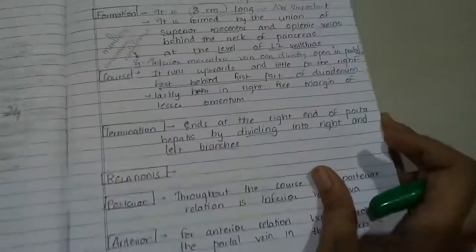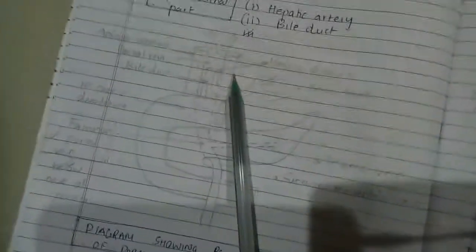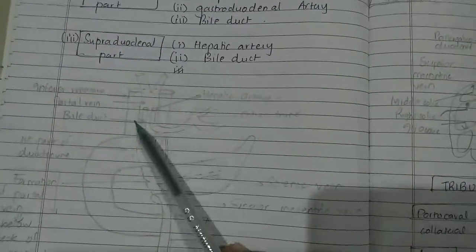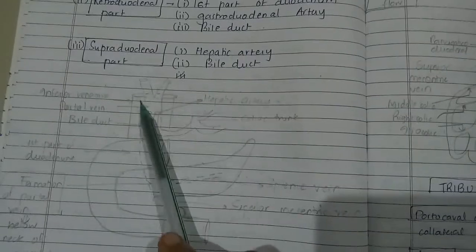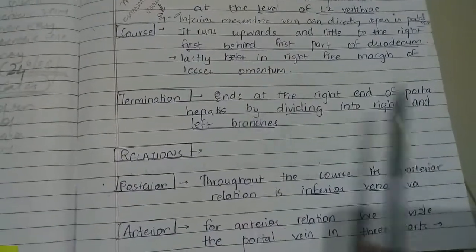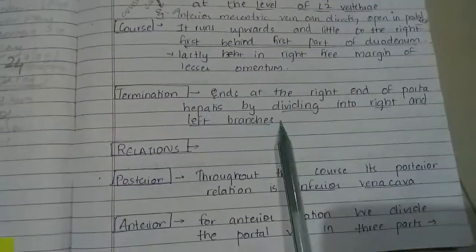Okay, now let's go for the next part, which is the termination. Now you can see here the termination. This is the portal vein right here, you can see. Okay, and it divides into the 2 branches. So it divides into 2 branches and terminates, so ends at the right end of porta hepatis by dividing into right and left branches.